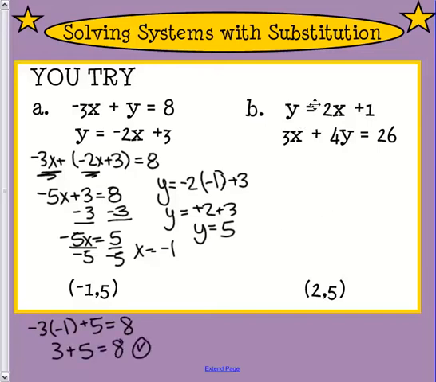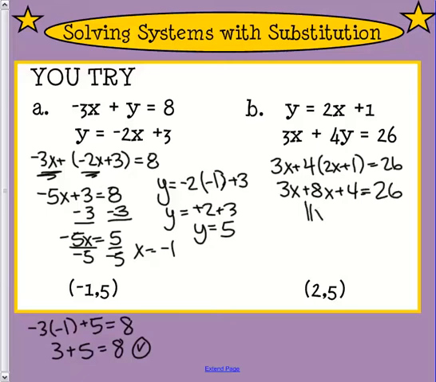Over here, I'm going to plug this one into this equation, so 3x plus 4 times 2x plus 1 equals 26. So 3x plus 8x plus 4 equals 26. Combine my like terms and move this 4 over to the other side. So 11x equals 22. Divide by 11, x equals 2.